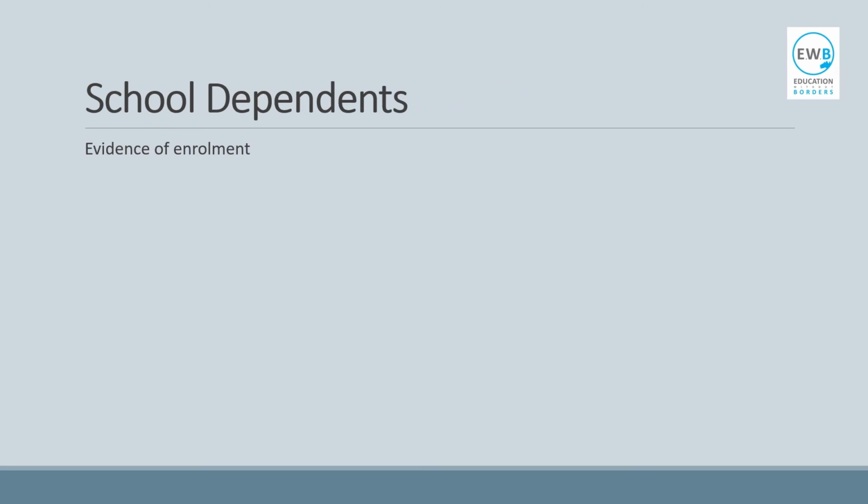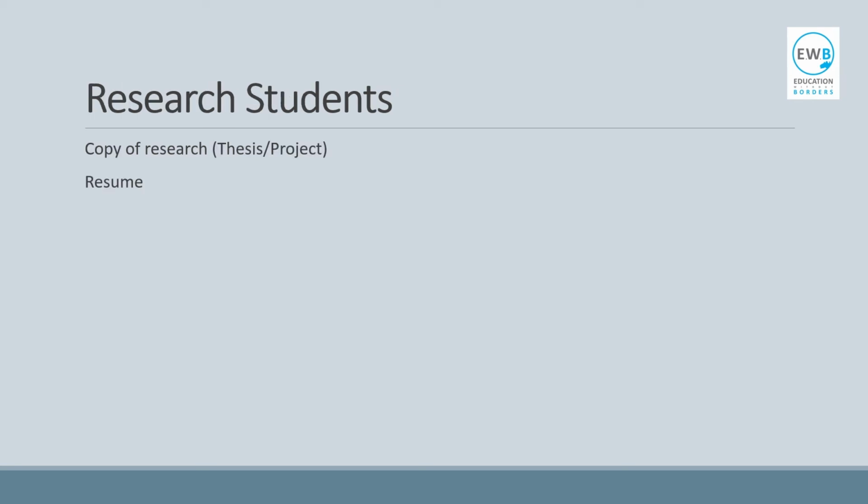If you are intending to come to Australia with children, so you have school dependents, children between the ages of 5 and 17, you will also need to provide evidence of enrolment in the local schools as part of the application process. If you happen to be a research student undertaking a PhD, you will also need to provide a copy of your thesis or your project, and also make sure that you include a copy of your resume as well.